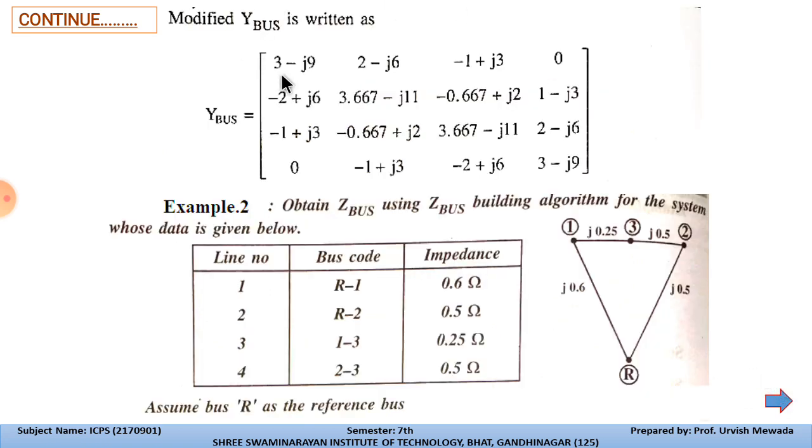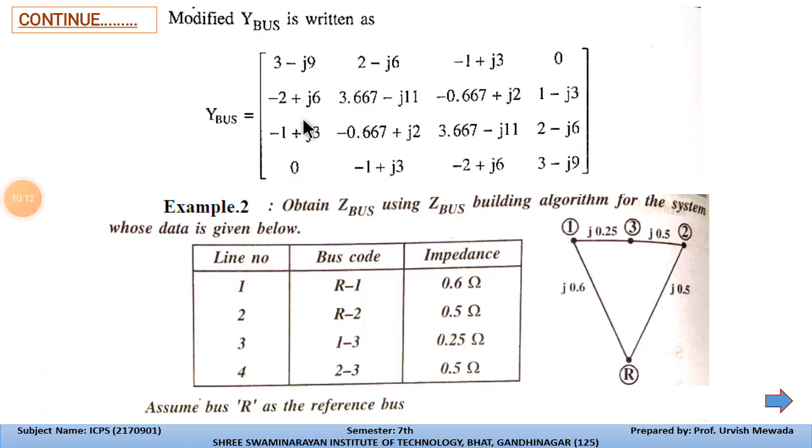So the modified Y bus will become, now you can see that this term was 0 in the previous slide, but due to the link added, this term will become minus 1 plus j3. So this is the modified Y bus. This is how we can solve the bus admittance matrix. Try to solve it your way, and again you can refer to this example to solve the Y bus for the given network.